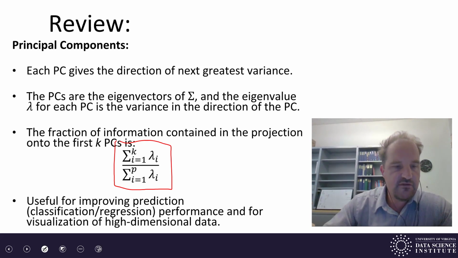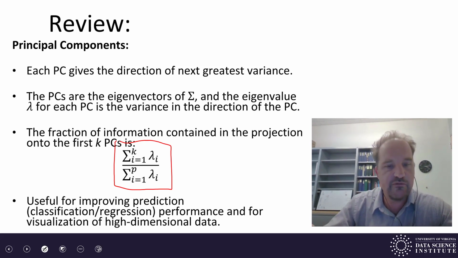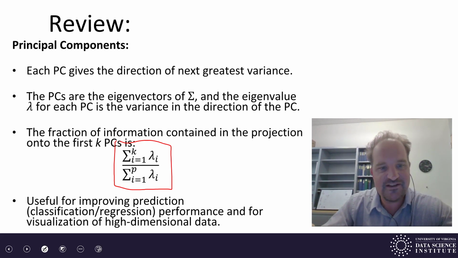And the PCs are useful for improving prediction performance, right? We can do dimension reduction, just take the first few principal components and run our algorithms there, as opposed to trying to run our algorithms on the data in its full space. That improves performance. And they're also useful for visualizing high dimensional data.